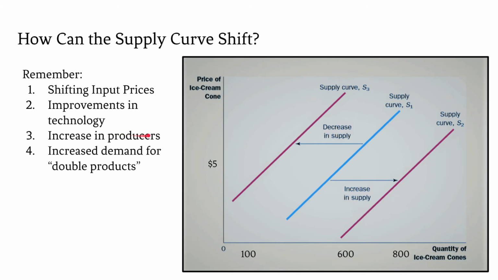The other thing that can cause the supply curve to shift is improvements in technology. If technology increases, it's thought that it will become a lot easier to produce ice cream cones. Maybe new machines are invented that can make ice cream cones really quickly, so as the technology increases, it becomes easier for ice cream cones to be produced. So the supply will increase.